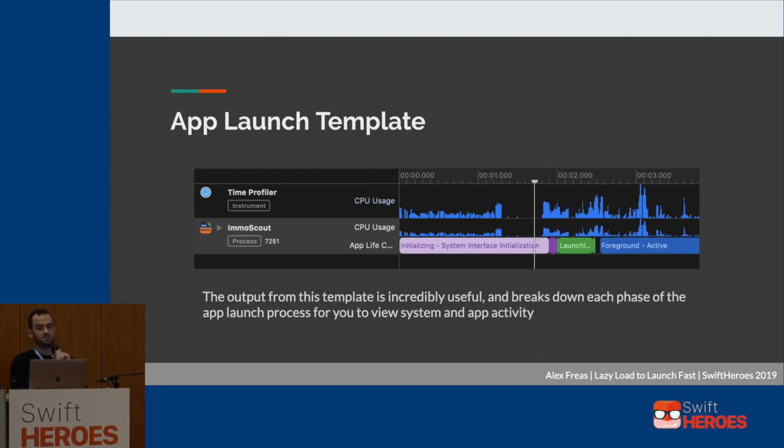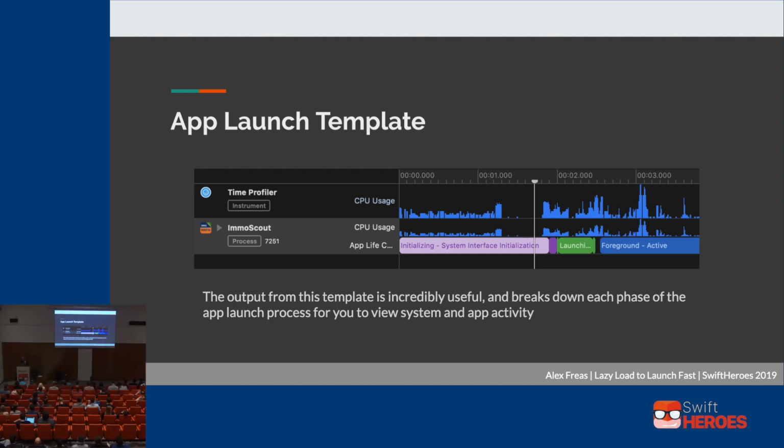And this is a segment of the App Launch template that you'll see in Instruments. And as you can see, this is really nicely done. It breaks down the segments of application launch. So the first part is the initialization, and then there are other parts that are too small to see, like runtime initialization, and then the green section is after your app delegate method, and following that is just your app code.